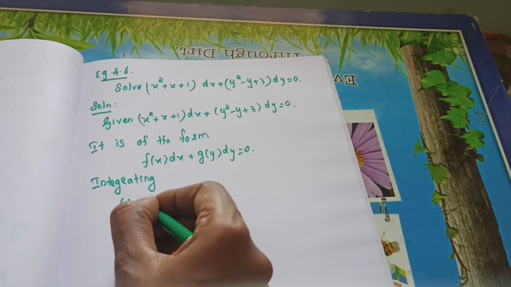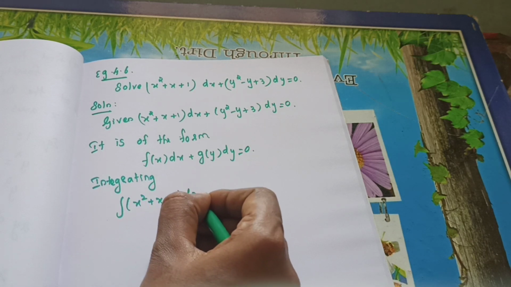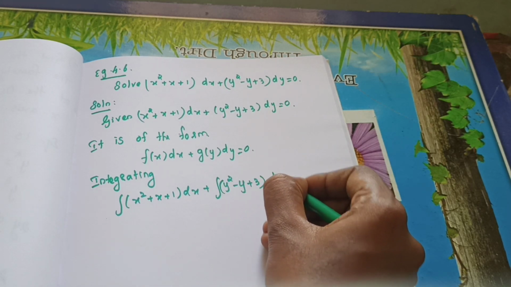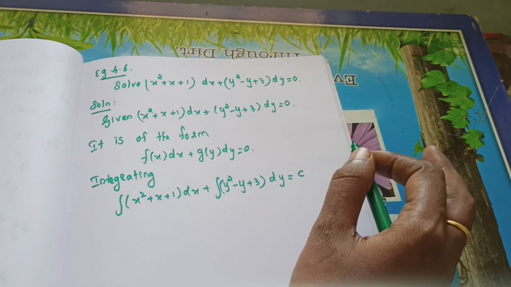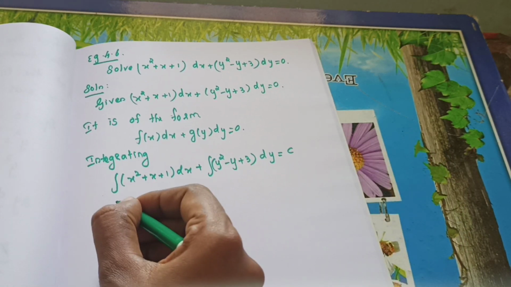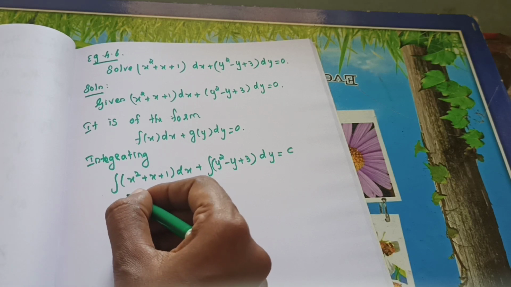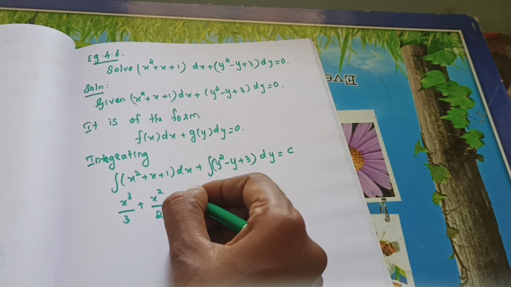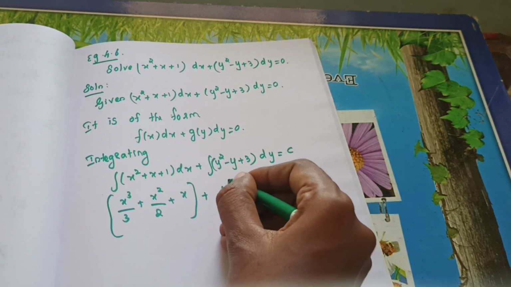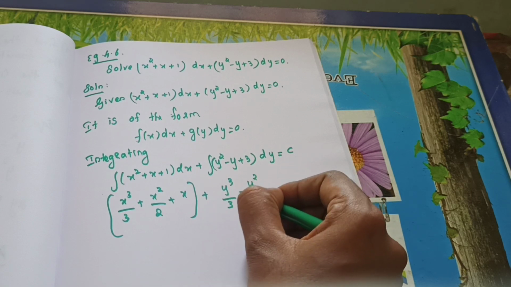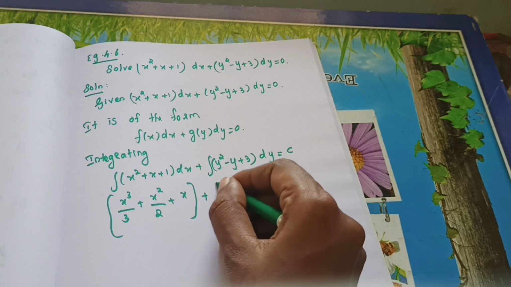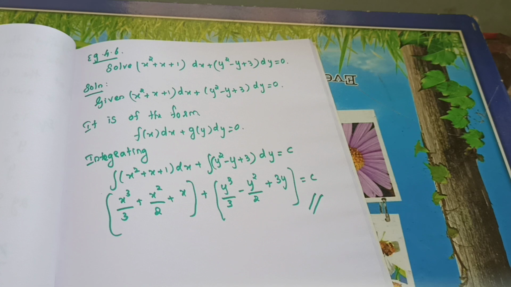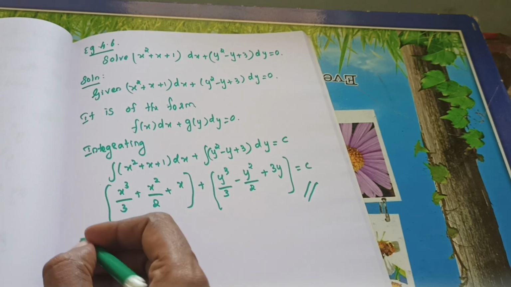Integrating, the integral of (x² + x + 1) dx plus the integral of (y² − y + 3) dy equals some constant, that is c. Now integrate: x³/3 + x²/2 + x, then y³/3 − y²/2 + 3y equals c. This is the answer. Understand, students? One more question we will do.